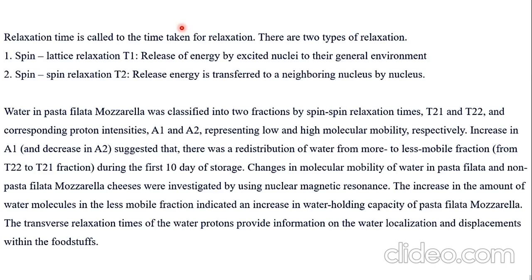Coming to relaxation time, it is the time taken for relaxation. The types of relaxation are spin-lattice relaxation, T1, which is the release of energy from the nucleus to the general environment, and spin-spin relaxation, where the relaxation energy is transferred to the neighboring nucleus.